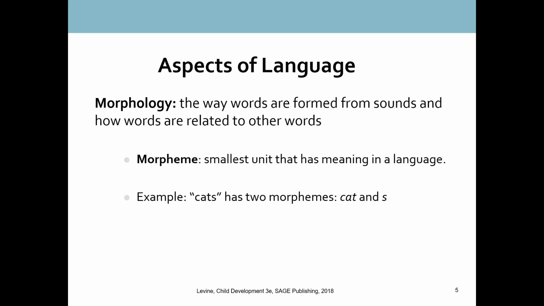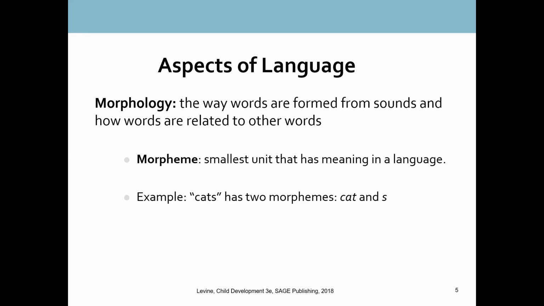Similarly, the word friend is what we call a root word. You can't break it down anymore. It's a single word that has one meaning. It's not a combination of other words. So individual root words are morphemes. Similarly, suffixes and prefixes are also separate morphemes.